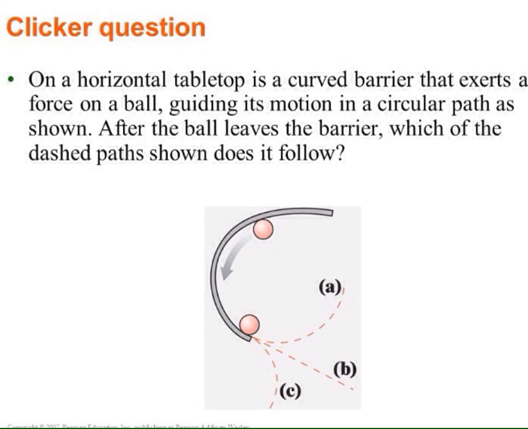Imagine there are no frictional forces between the ball and the surface. What happens after this endpoint? Does it go in this direction, completing the circle in A? Does it go in the direction of C, or does it continue its motion along this line? Who says A? No. Who says B? Who says C?